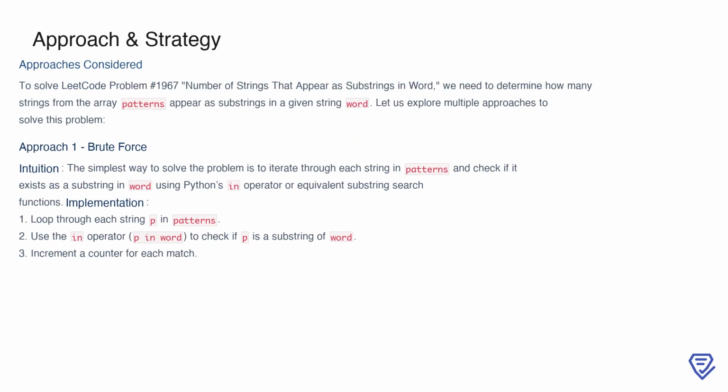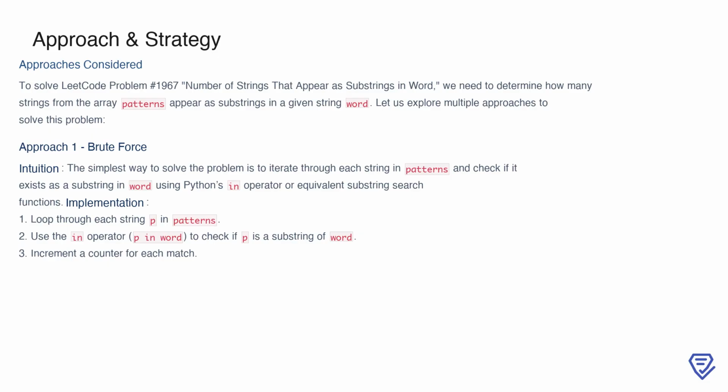To solve the problem of counting how many strings from the patterns array appear as substrings in the given word, we first consider the simplest approach, brute force. The intuition here is straightforward. For each string in patterns, we check if it exists as a substring in word using Python's in operator or an equivalent substring search function. Implementing this is very simple. We loop through each string in patterns, check if it is a substring of word, and increment a counter whenever we find a match. This method ensures we systematically check every string in patterns against word, making it easy to understand and implement.